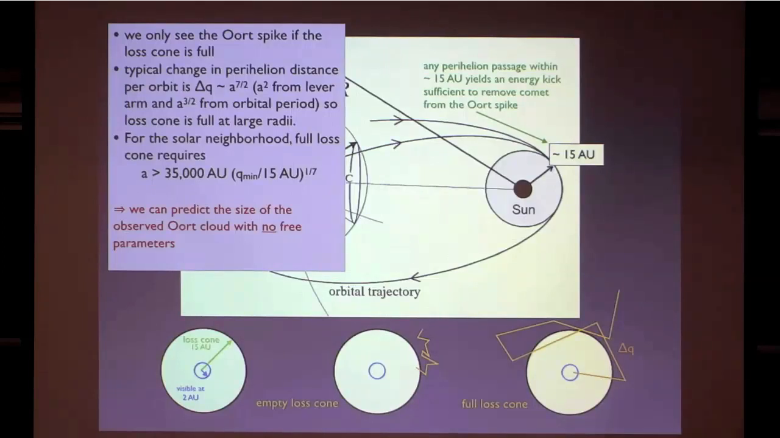You'll recall that that's exactly the semi-major axis at which you see the Oort cloud, and so the conclusion is that you can predict the size of the observed Oort cloud with no free parameters.